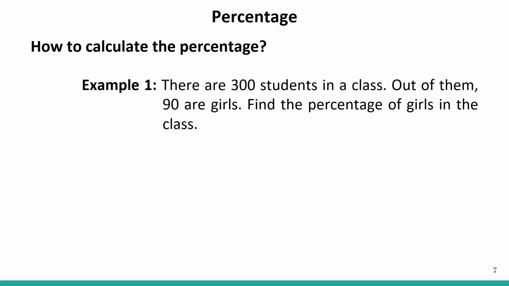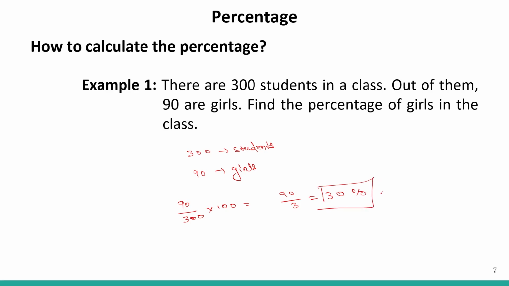So there are 300 students in a class. Out of them 90 are girls. Okay, so let's write down the information, that is 300 students are there and 90 are girls. So find the percentage of girls in the class. Okay, so you have 90 girls and 300 students. So what you do is 90 by 300 into 100. So this is nothing but what? 90 by 3 is equal to 30%. Final answer.